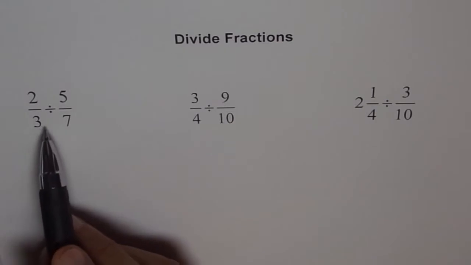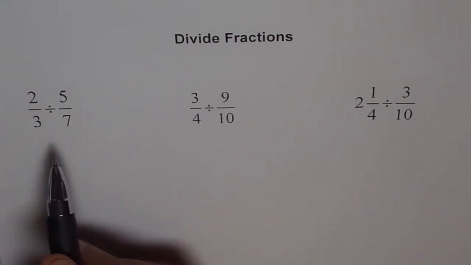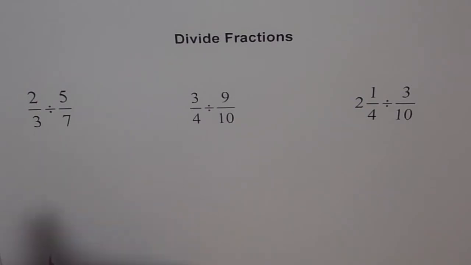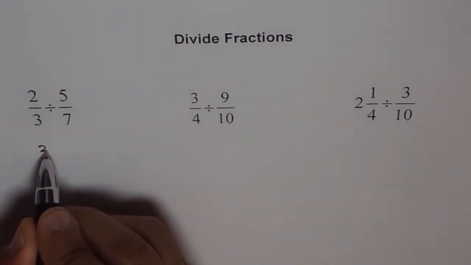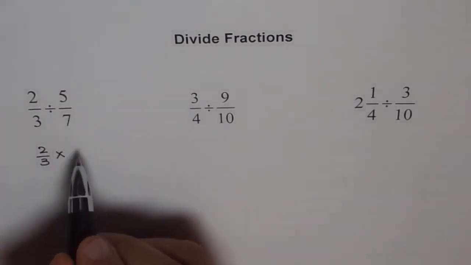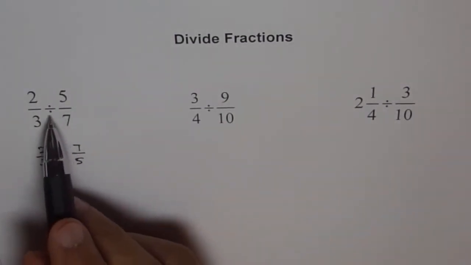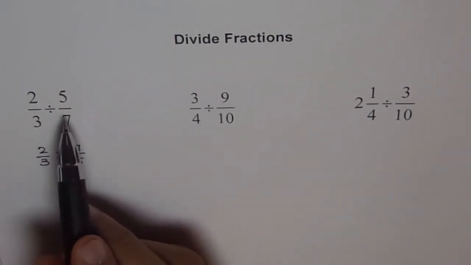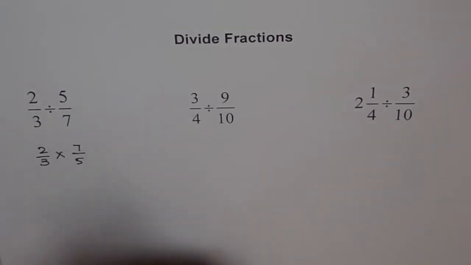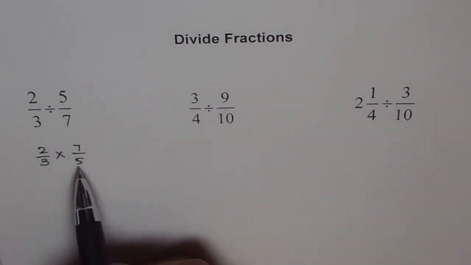Divide is actually the reciprocal of multiplication, right? So the first step in this type of question is always to write it in multiplication form. We'll change this to 2 over 3 times, and the reciprocal of this is 7 over 5. So just flip the term which comes after the divide, right? Divide by 2, for example, is multiplying by half. Divide by 5 over 7 is multiplying by 7 over 5, okay?